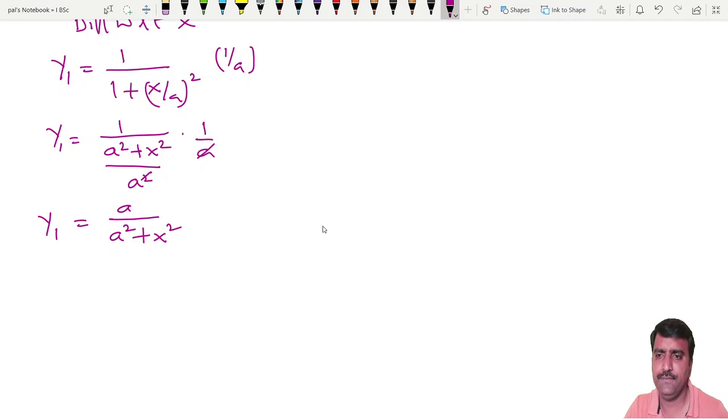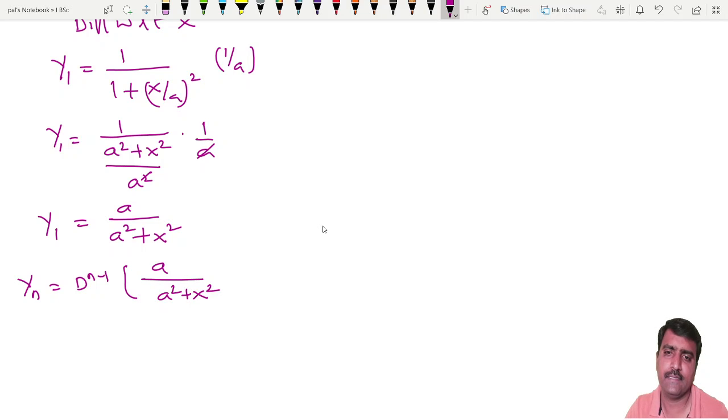If you want the nth differentiation, the nth differentiation of y is nothing but the n minus 1 th differentiation of y1. y1 is the first differentiation already done. For the nth differentiation, we need to differentiate n minus 1 more times. So it is nothing but the n minus 1 th differentiation of a by a square plus x square. So we need to find the n minus 1 th differentiation of this function.